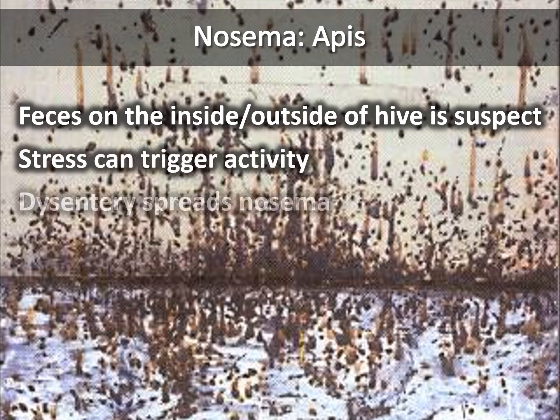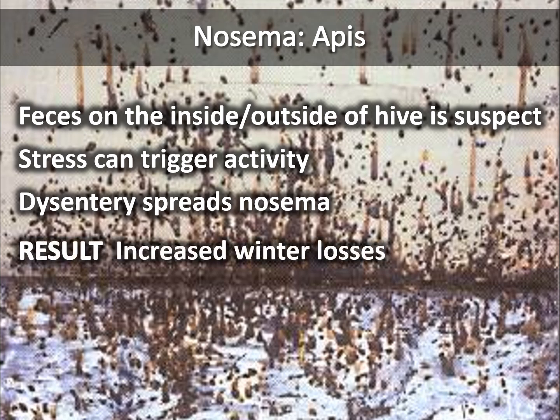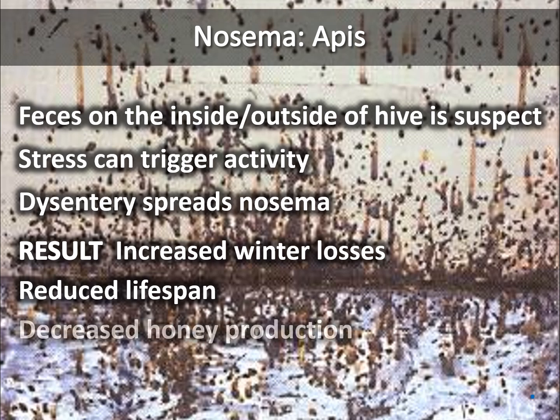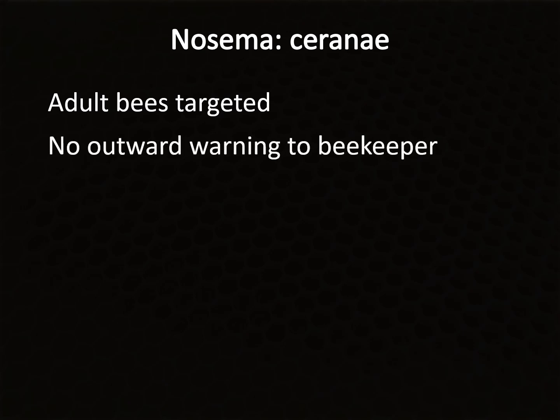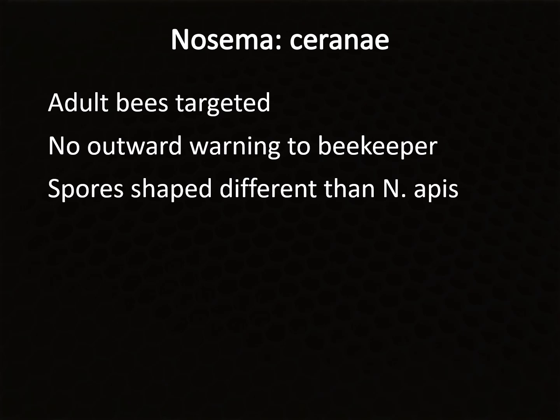Stress can trigger it. Dysentery spreads nosema, so it's like if we don't wash our hands, we'll spread whatever rotavirus we've got going on. The results are increased winter losses and reduced lifespan of the bees, and decreases honey production, and you wouldn't want that honey. They don't really want that honey either. Nosema ceranae, adult bees are targeted. No outward warning to the beekeeper. The two spores for the different nosema are shaped differently.